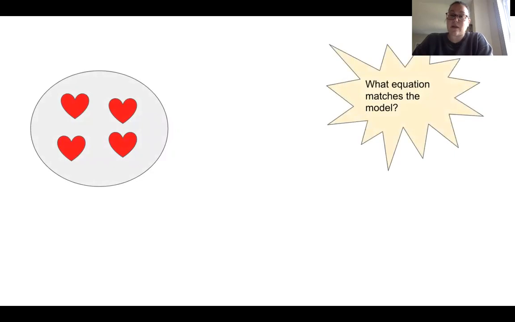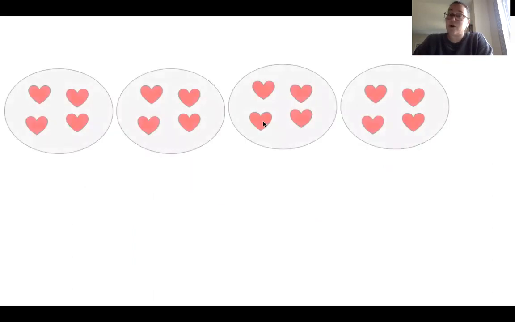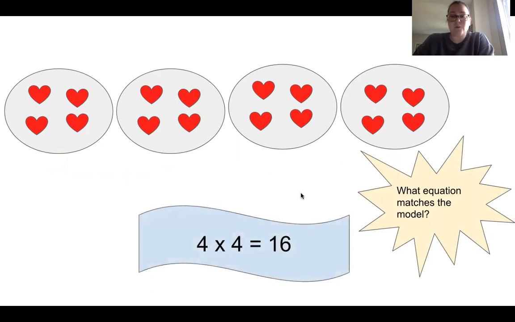We have one group of four, or four hearts one time. What equation do you see that matches the model? 4 times 1 equals 4. One group of 4. They're going to get harder. How many groups of 4 do you see? What equation matches this model? 4 times 4 equals 16.